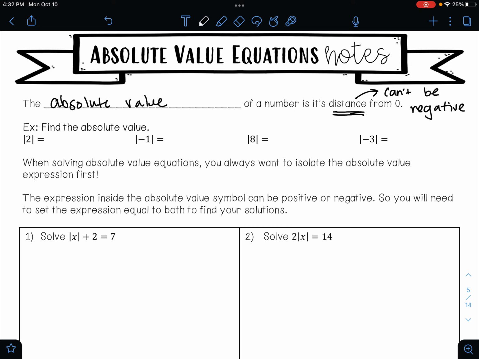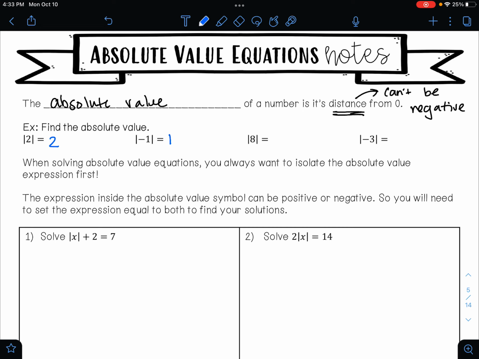You can't go to a carpenter and ask for a table that's negative 5 feet long, right? Distance is always positive. So when we're finding the absolute value, we're finding its positive distance from zero. So these first examples say find the absolute value. And these lines around the 2 represent absolute value. So the absolute value of 2 is 2 because 2 is 2 units away from 0. The absolute value of negative 1 is 1 because negative 1 is 1 unit away from 0.